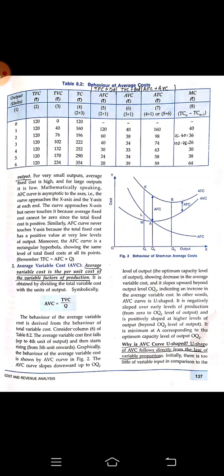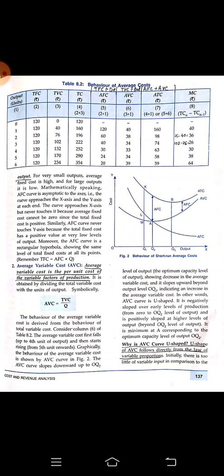So what is the change in the total cost? How can we find the change in the total cost? We have to find it by subtracting. At the initial stage, where the output is 0, we don't have to calculate there. Where the output is 1, we have to calculate 160 minus 120, we are going to get 40.